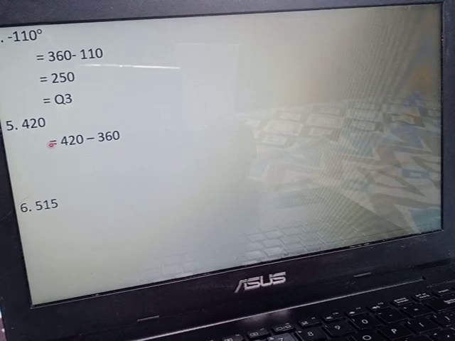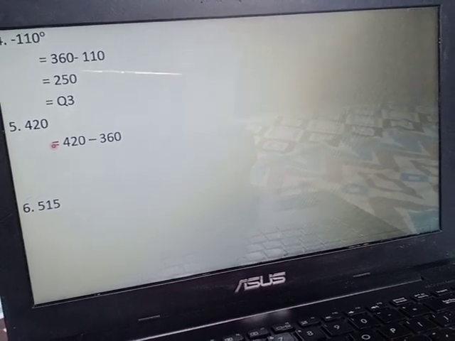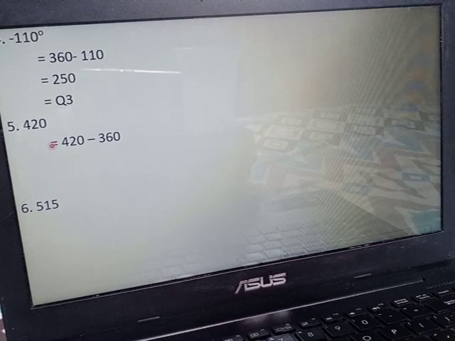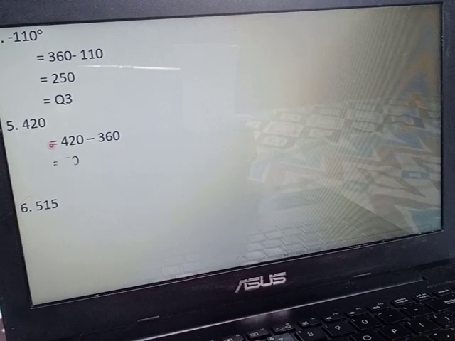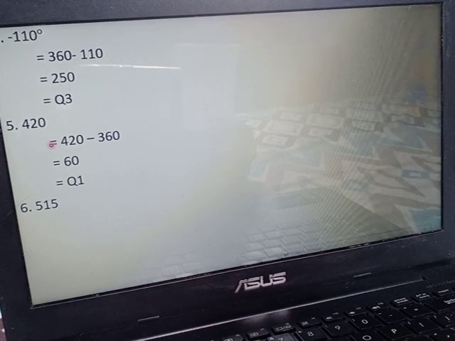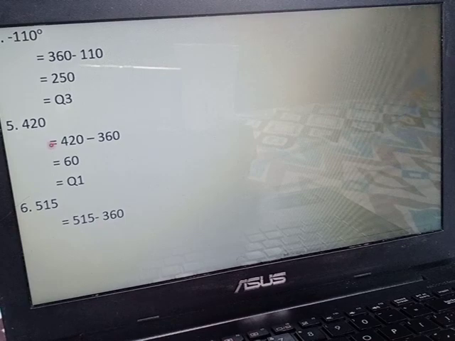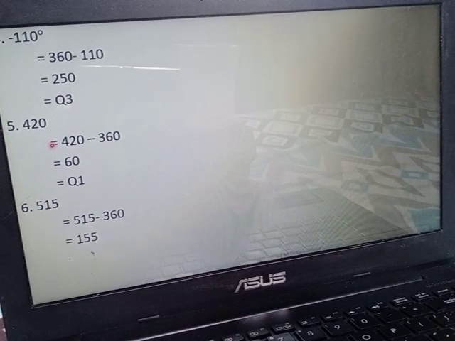Since our circle is only 360 degrees, for 420 we have to deduct 360. So the answer will be 60. And in what quadrant does 60 degrees lie? Quadrant 1. Same with this one: 515 minus 360 is 155, and 155 lies in quadrant 2.